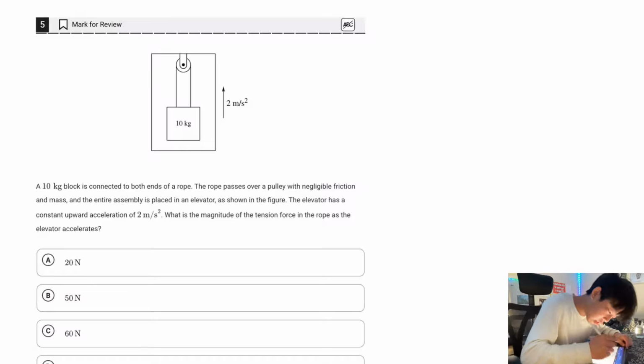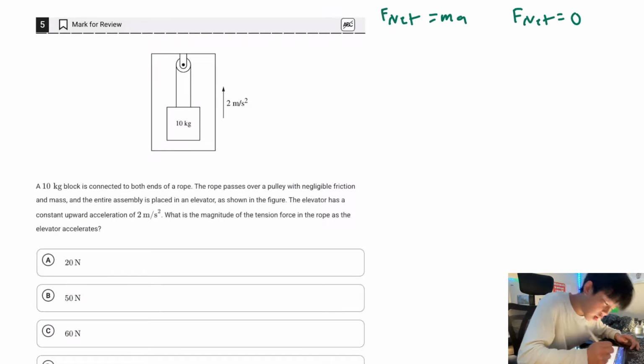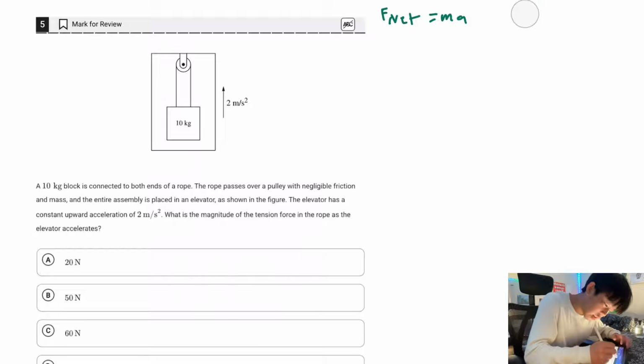Anytime there's acceleration, you always know that F net is equal to ma. If there's no acceleration, you can just put this at the top: F net equals 0, because if there's no acceleration, a is 0. You just cancel that out, okay? So F net equals ma.